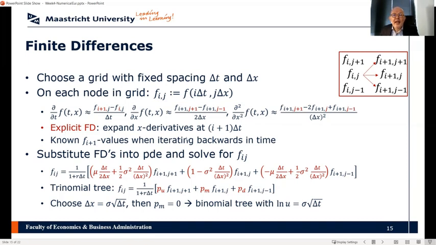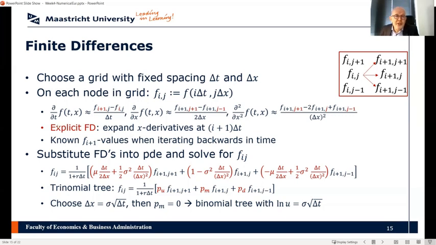And as you may have noticed, what I have done here is I am evaluating the x derivatives not at i, but at i plus 1. So I'm sitting in the node fij, and I'm looking ahead at fi plus 1 j plus 1, fi plus 1 j, and fi plus 1 j minus 1. And this is known as doing explicit finite differences, because when I'm moving backwards in time, because I start at the end, because there I know the payoff, and then I'm numerically walking backwards in time, the fi plus 1 values I already know, and then I'm taking a step back towards the fi value that I want to know.